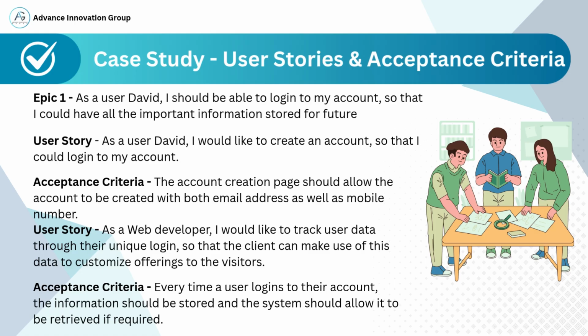2. The second user story is from a web developer's perspective. The focus here is on tracking user behavior through unique login information. The acceptance criterion is that every login must store user data, and the system should enable retrieving that information when required. This supports customization of offerings, which is valuable from a business point of view. Together, this case study helps us understand how user stories capture stakeholder requirements, and how acceptance criteria provide a clear definition of done that both development and business teams can agree on.